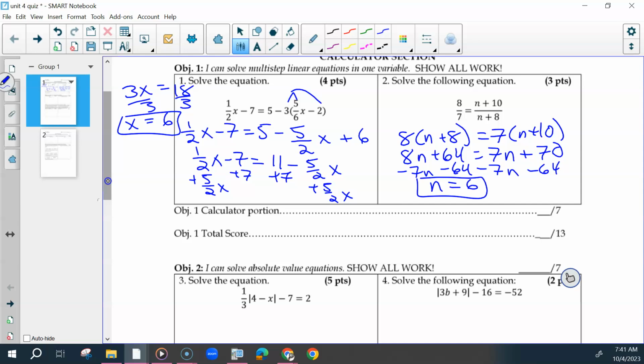Questions on that? So the calculator portion for the multi-step was 7 points, and then we'll go back to the other one. I added the 2 totals together to get you your total score, which will be the same thing on the test.